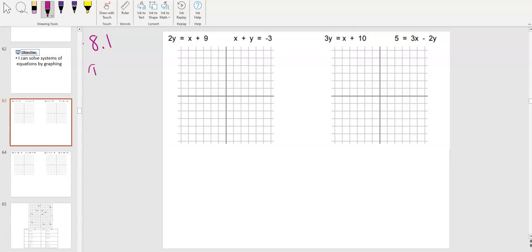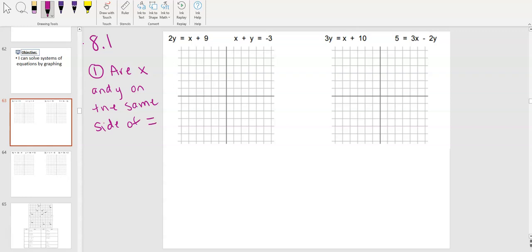Whenever you see a formula, you're going to ask yourself two questions. The first question is, are X and Y on the same side of the equal sign? If this is yes, then you're going to subtract the X value.